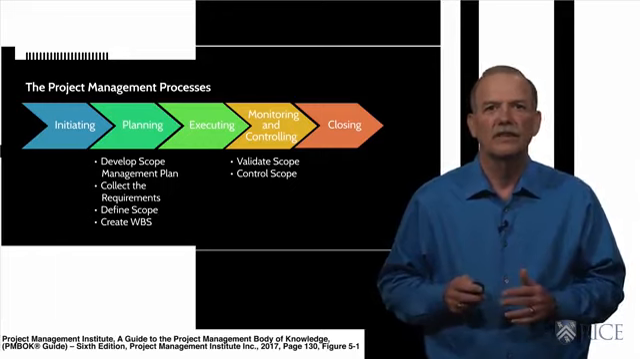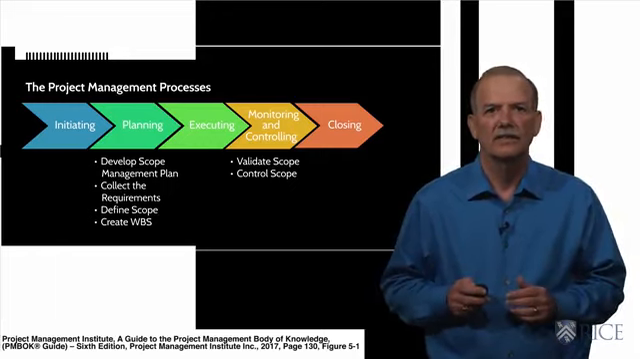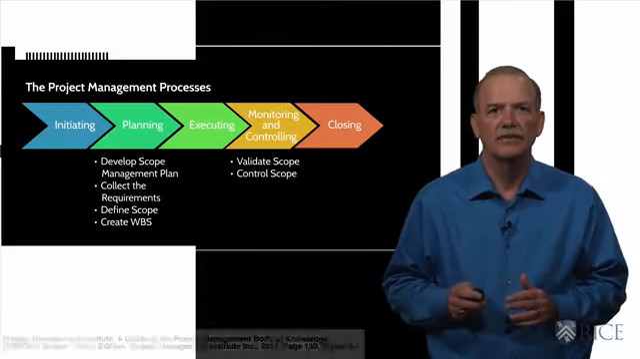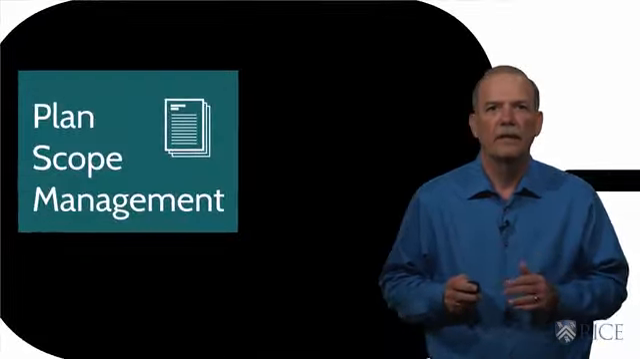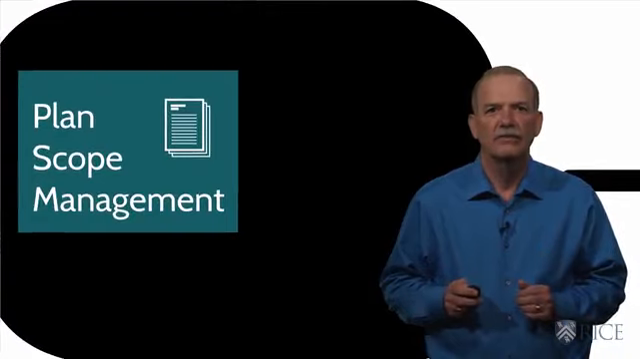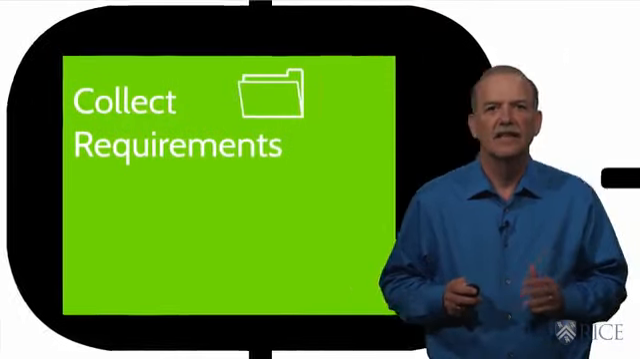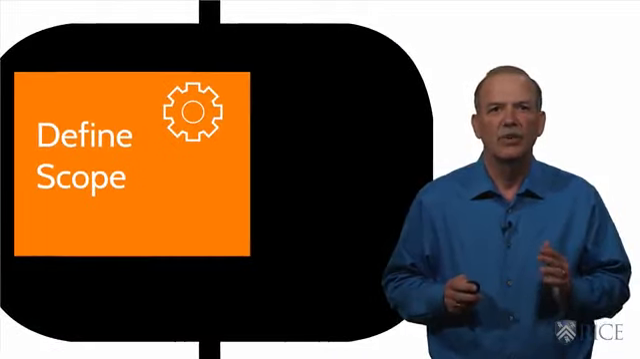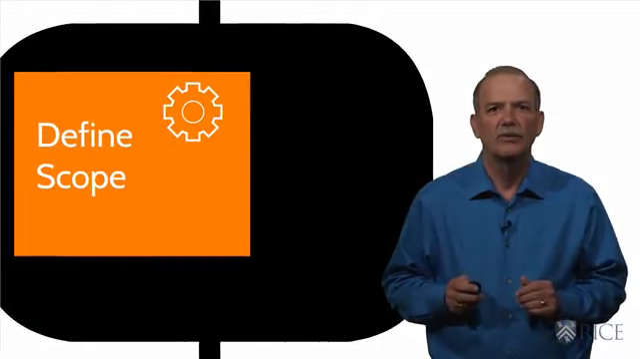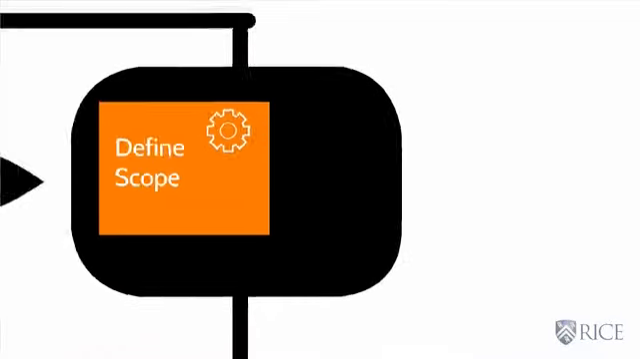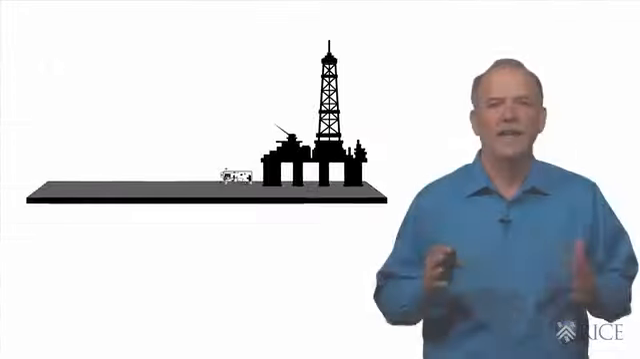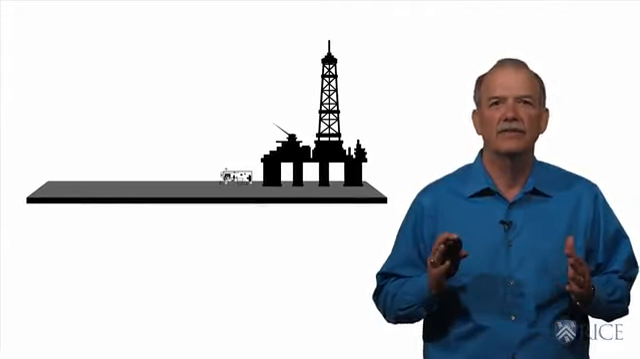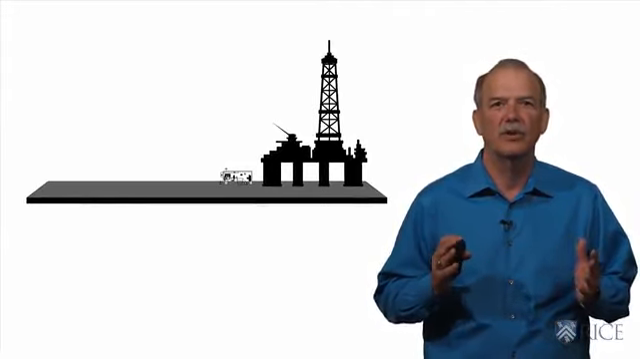Scope development is the heart of this process. Project scope development includes three key steps: planning how we will develop the scope, collecting the requirements, preparing the actual project scope statement to define the scope and obtain agreement. As we move forward in this module, we will discuss each of these steps plus the validation and control steps in project scope management.